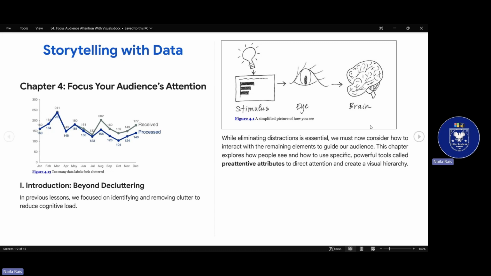This chapter explores how people see and how to use specific powerful tools called pre-attentive attributes to direct attention and create a visual hierarchy. So here, we will look at how people see and how we can use these specific powerful tools called pre-attentive attributes to direct the audience's attention and create a visual hierarchy.